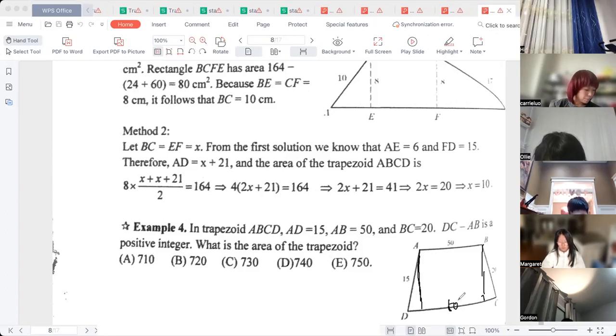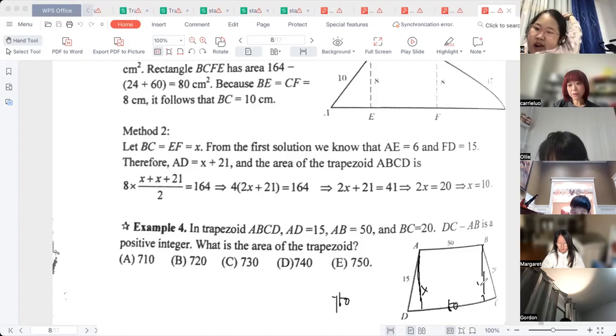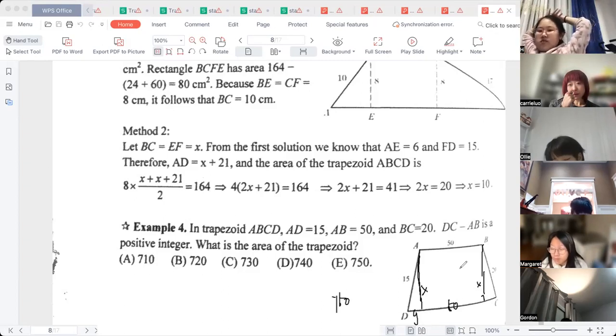So we have the area equals 750. You just use this one as x and this one as y, and you can find out the area of this one and do that. It's a positive integer, so both of them are positive integers.